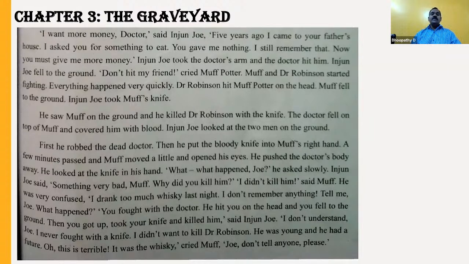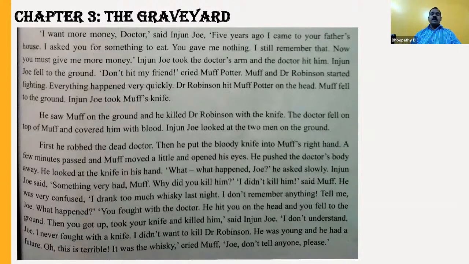So Injun Joe was waiting for a chance. Immediately, he took the knife of Muff Potter and stabbed Dr. Robinson. Let us see here. "I want more money, Dr. Robinson," said Injun Joe. Already Muff Potter demanded, Injun Joe also demanded. Once Injun Joe asked for something, but he did not give. It was the grudge. So Injun Joe took the doctor's arm, and the doctor hit Injun Joe, who fell to the ground. Injun Joe and Muff Potter both fell to the ground, but Injun Joe very immediately got up and took the knife off Muff Potter and stabbed him.